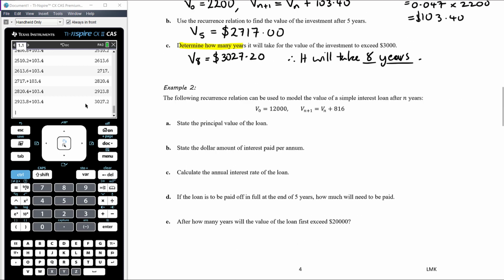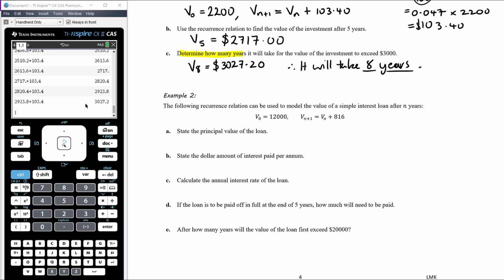Okay, example 2. The following recurrence relation can be used to model the value of a simple interest loan after n years. Okay, so we've been given the recurrence relation. So again, understanding this. So this is our initial value, so we're starting with $12,000, and to get from 1 year to the next, we're adding $816 on every year. Okay, so state the principal value of the loan. That's that. Okay, so the principal value is $12,000. State the dollar amount of interest paid per annum. Every year, the interest paid is $816.